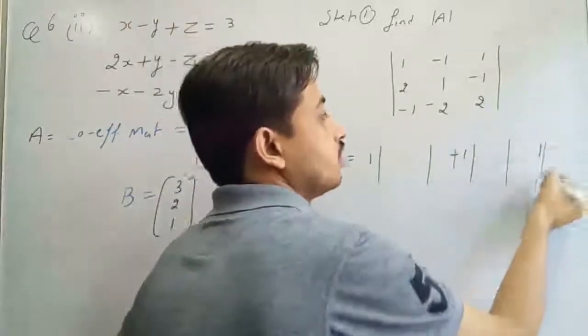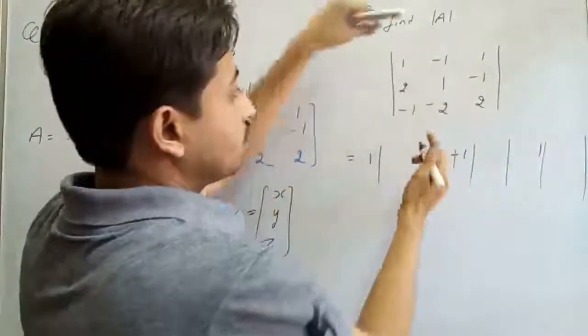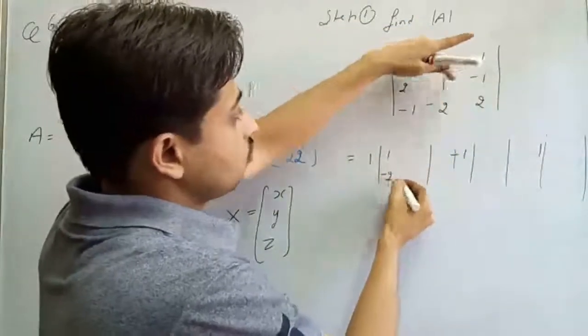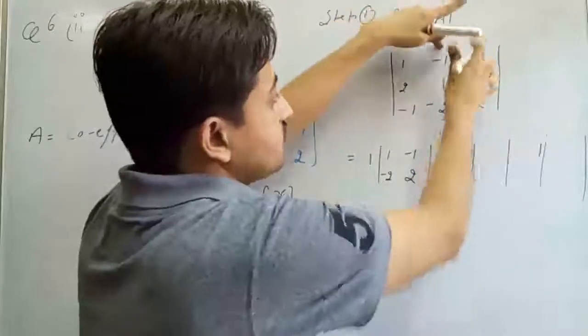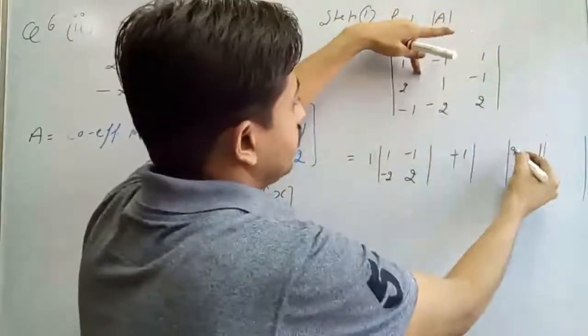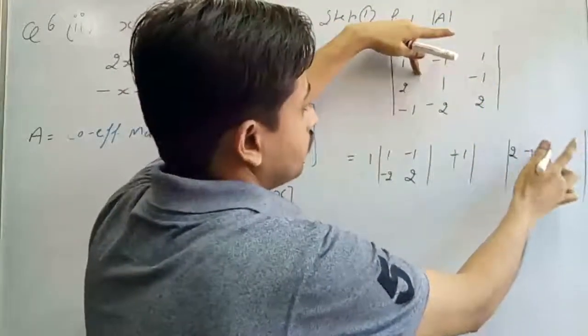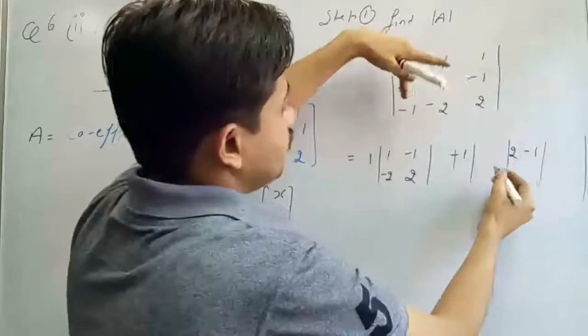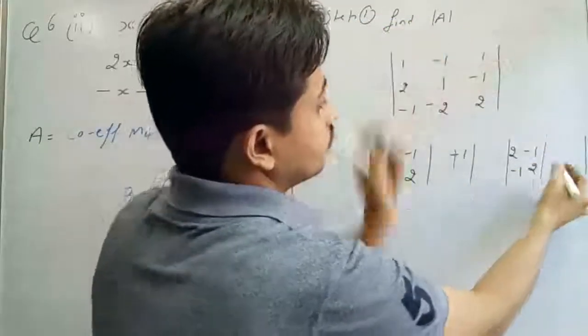Now remove the first row and first column. What we will get? We get 1, minus 2, minus 1, 2. Remove second column, first row. We get 2, minus 1, minus 1, 2.